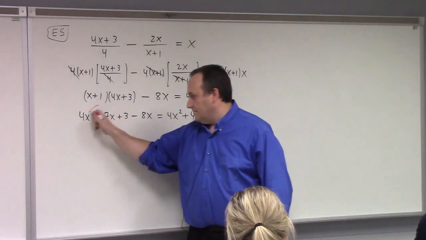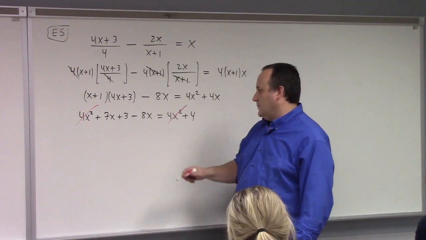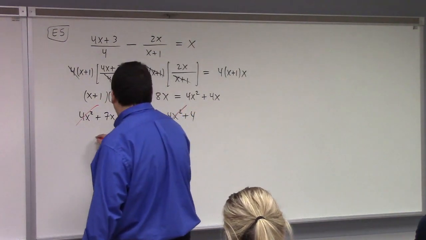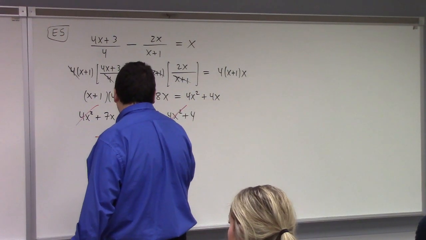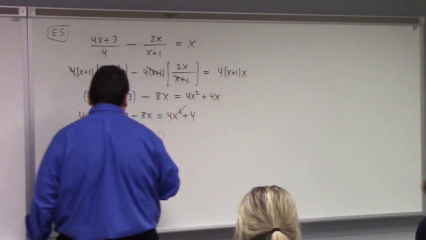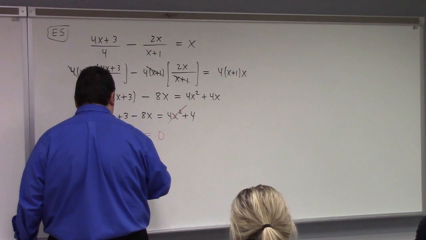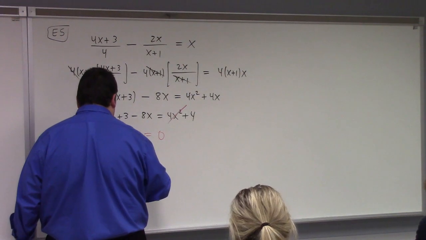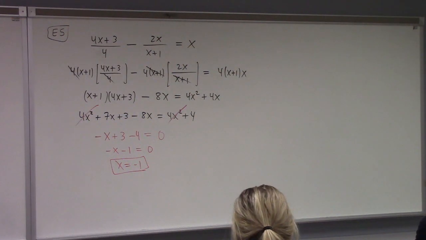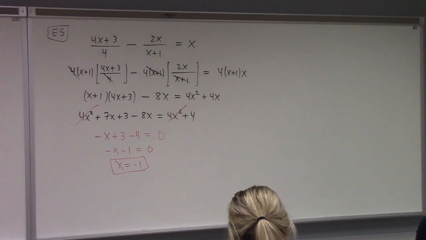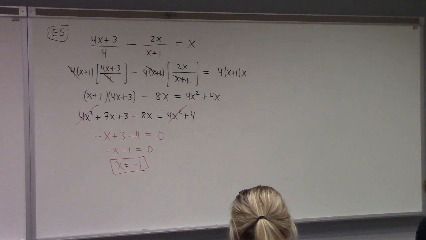So these cancel. And we get what? We get minus x plus 3 minus 4 equals to 0. Also known as minus x minus 1 equals to 0. Also known as x equals to minus 1. Yes! It's very exciting. This is what we wanted. You're like, why do you want this?